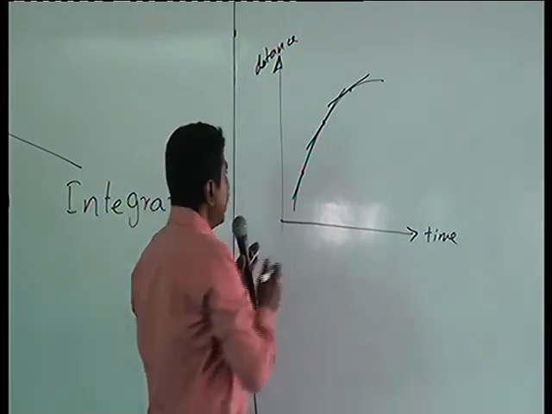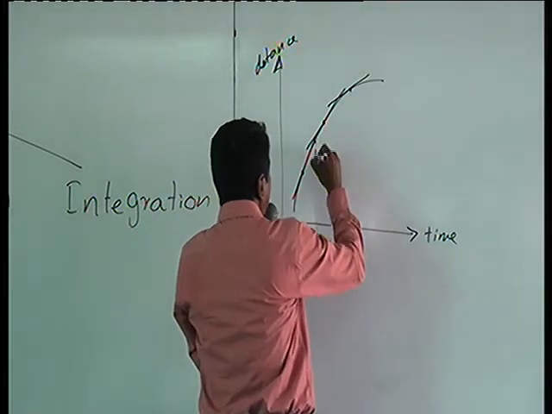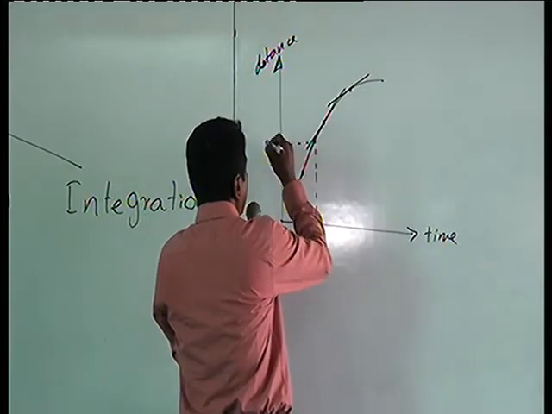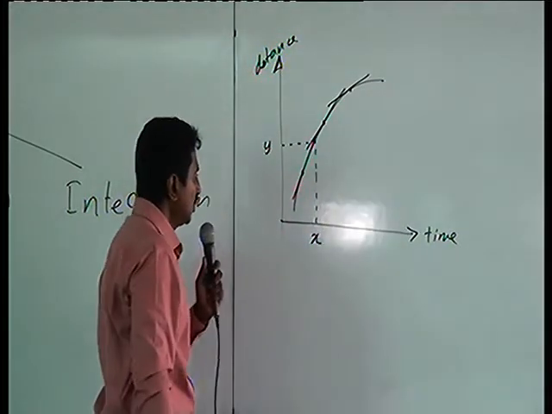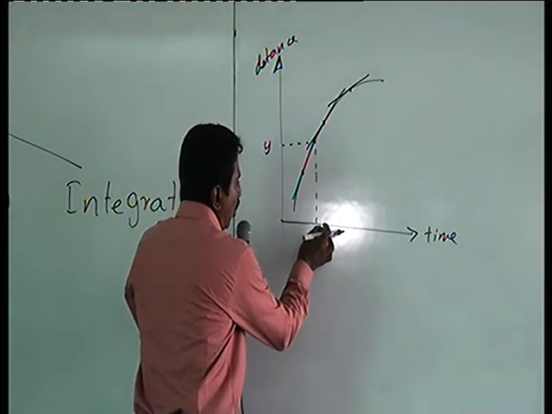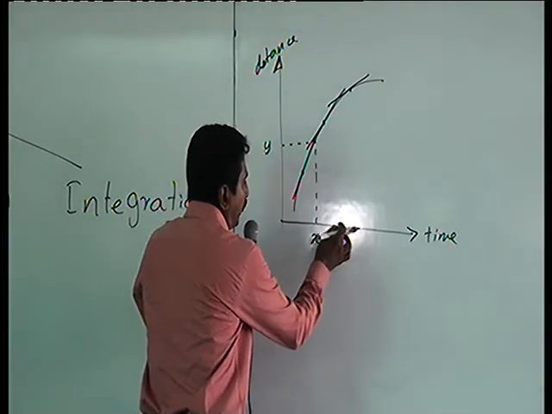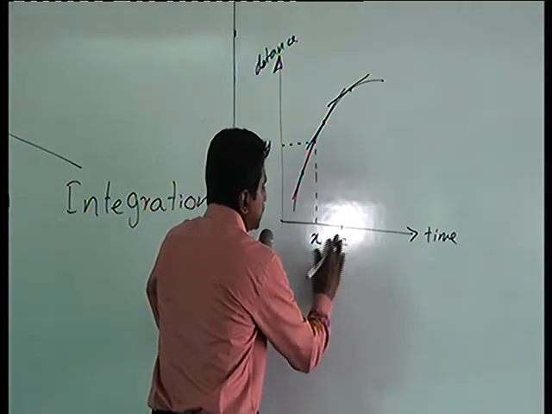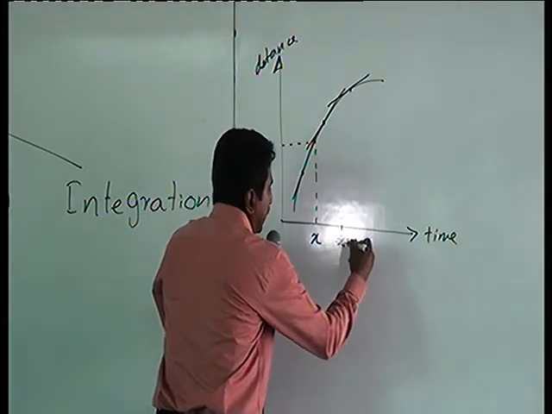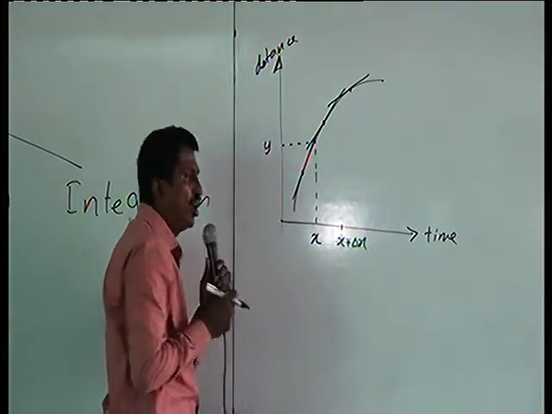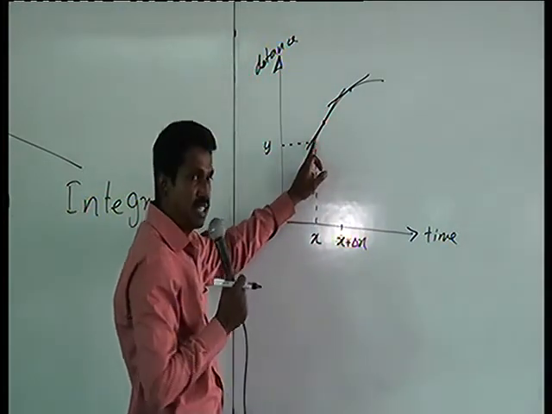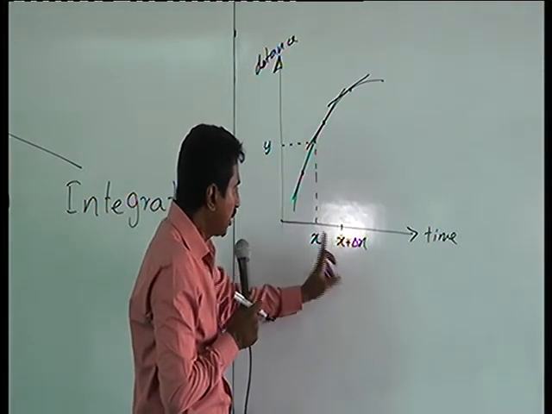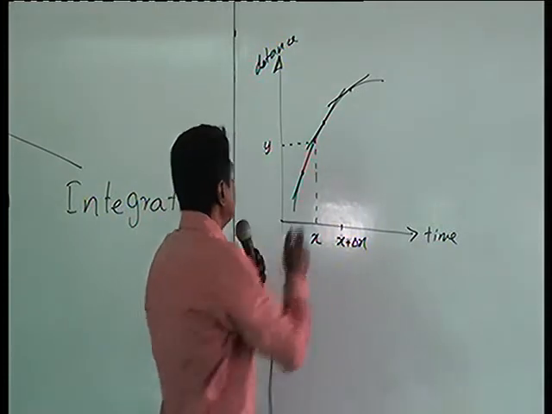How do we calculate it? Again, the same concept. We take a particular point, say this is the x coordinate, and this one is the y coordinate. We take a small increase of time, so we say delta x, x plus delta x. Delta x is a very small one. We need to calculate the speed at this particular point.